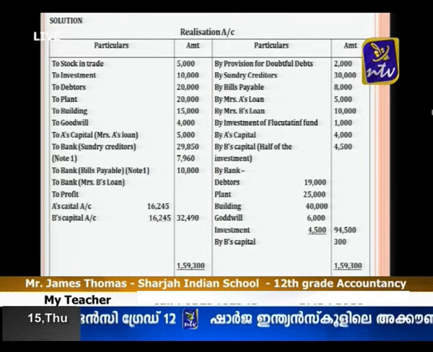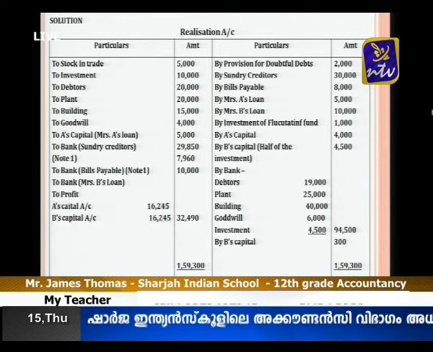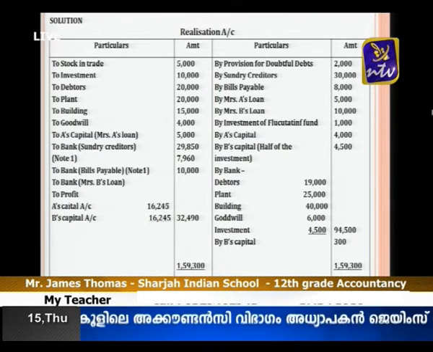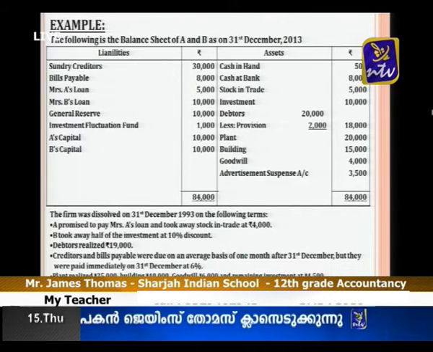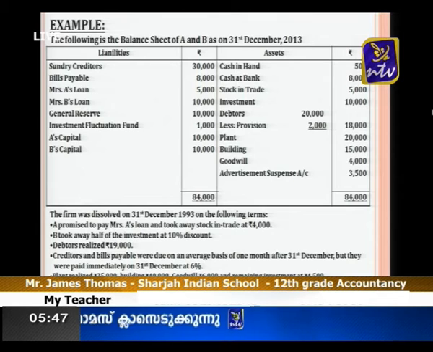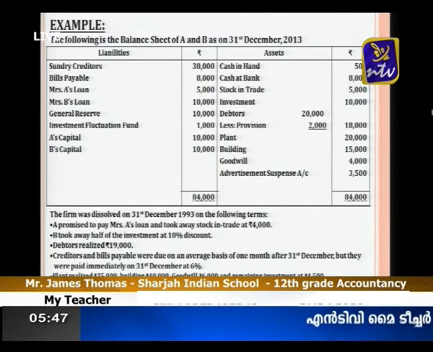Mrs. A's loan and Mrs. B's loan is paid by someone else. So just look at the previous adjustment. It is paid by whom? A promised to pay off Mrs. A's loan account. So the journal entry is realization account debtor to A's capital account.